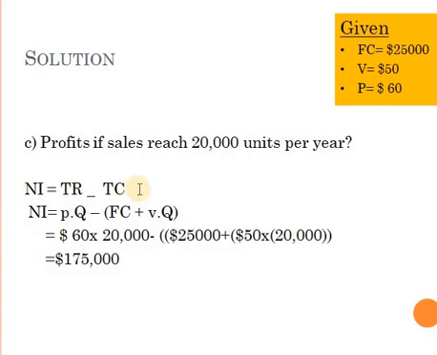And I start adding the values into the equation where I have P as 60, Q as 20,000 units, fixed cost of $25,000, V as $50, and Q is 20,000 units. So what will be the net income? The net income is $175,000.